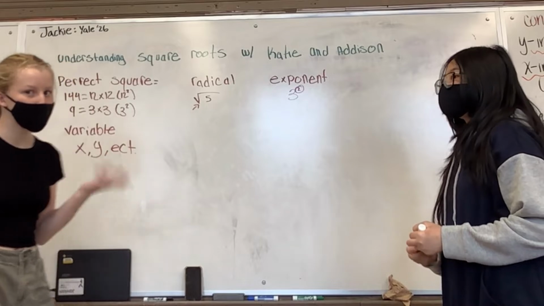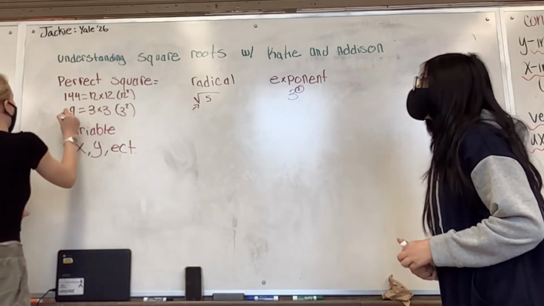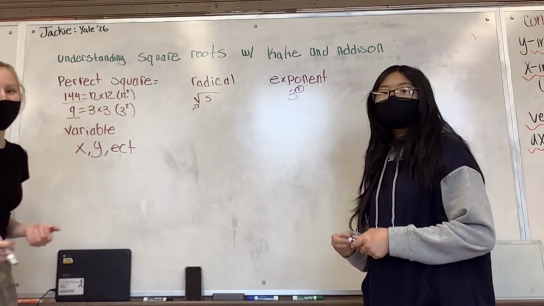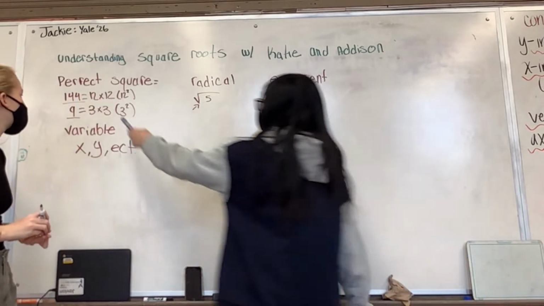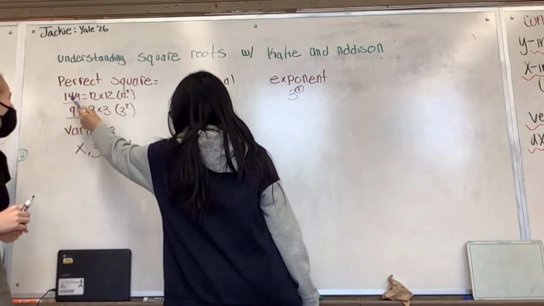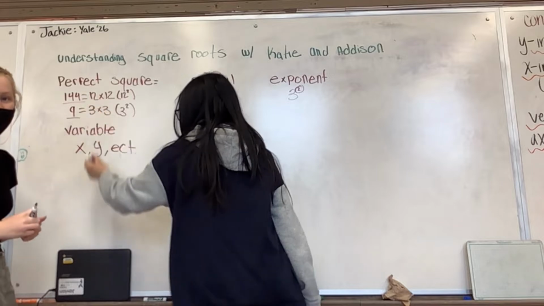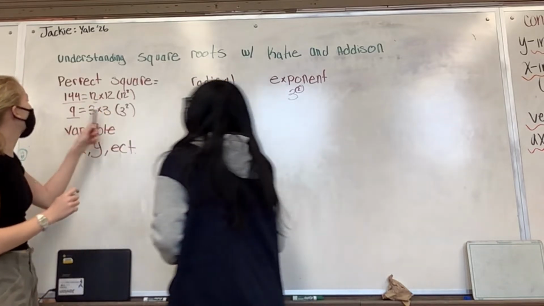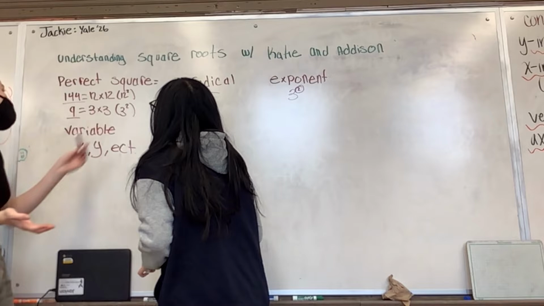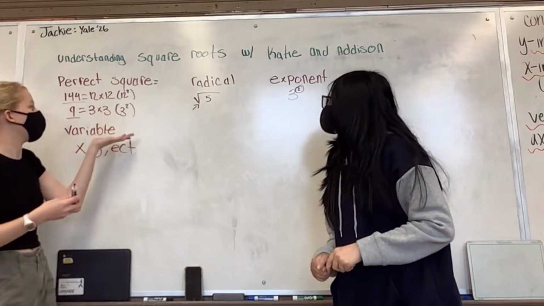We have a perfect square. These are perfect squares, right here. A perfect square is a number times itself equaling that number. 12 times 12 is 144. 3 times 3 equals 9.